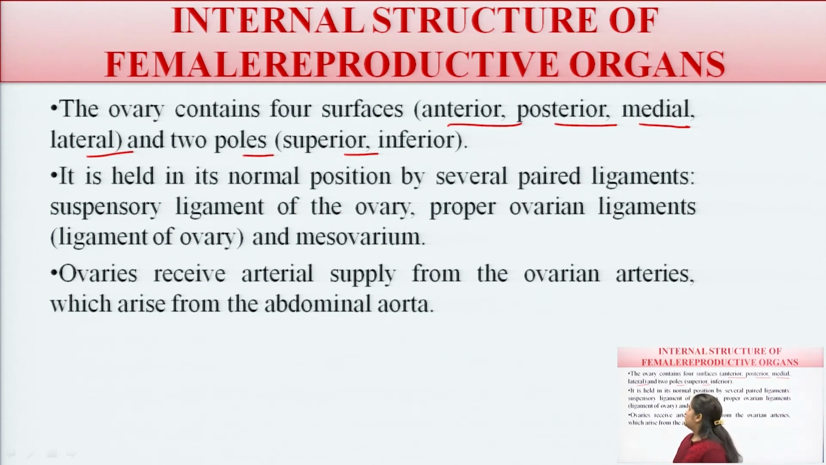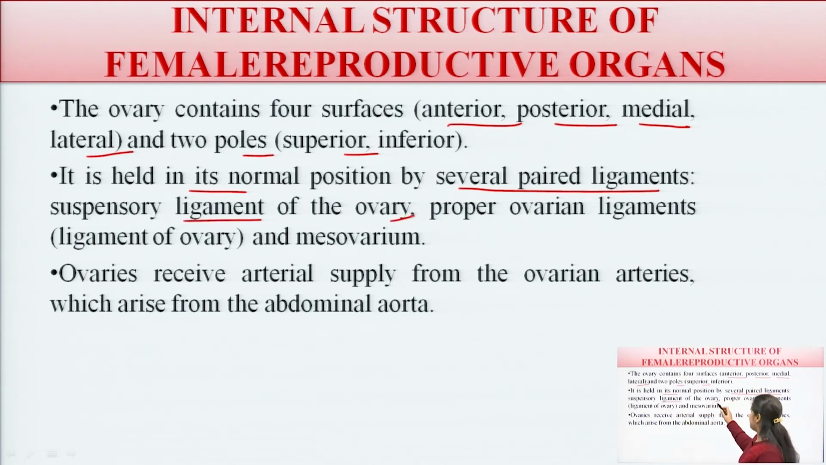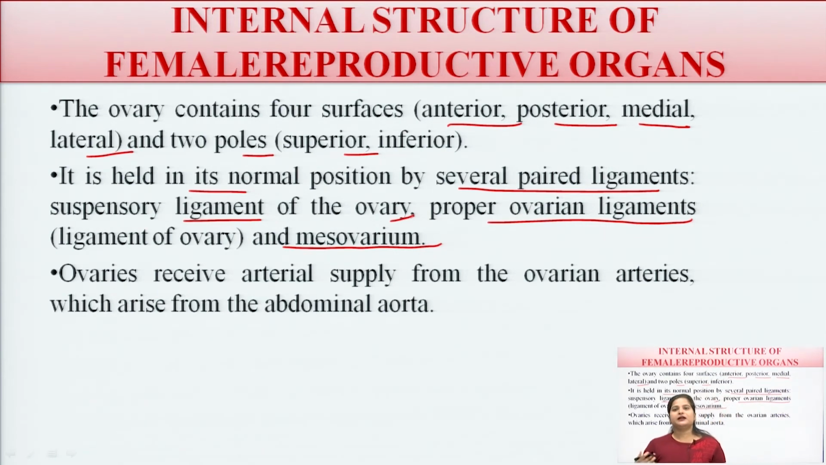Now it is held in the normal position by several paired ligaments: the suspensory ligaments of the ovary, the proper ovarian ligaments and the mesovarium. These structures we studied in the last slide, the diagram of the internal structure of the female reproductive system.